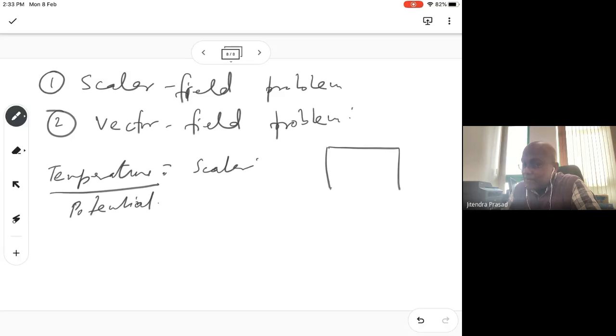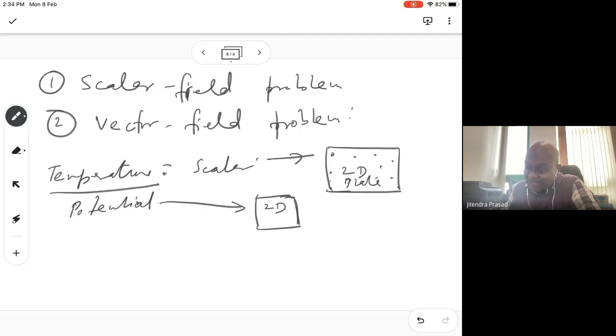If you have a 2D plate, you will have a different temperature at each point. Similarly, let us say there is a 2D conductor, the potential here will be different, and there may be a different potential at other places. Since everything depends on temperature, you have only 1 degree of freedom everywhere. It is a scalar because of that.